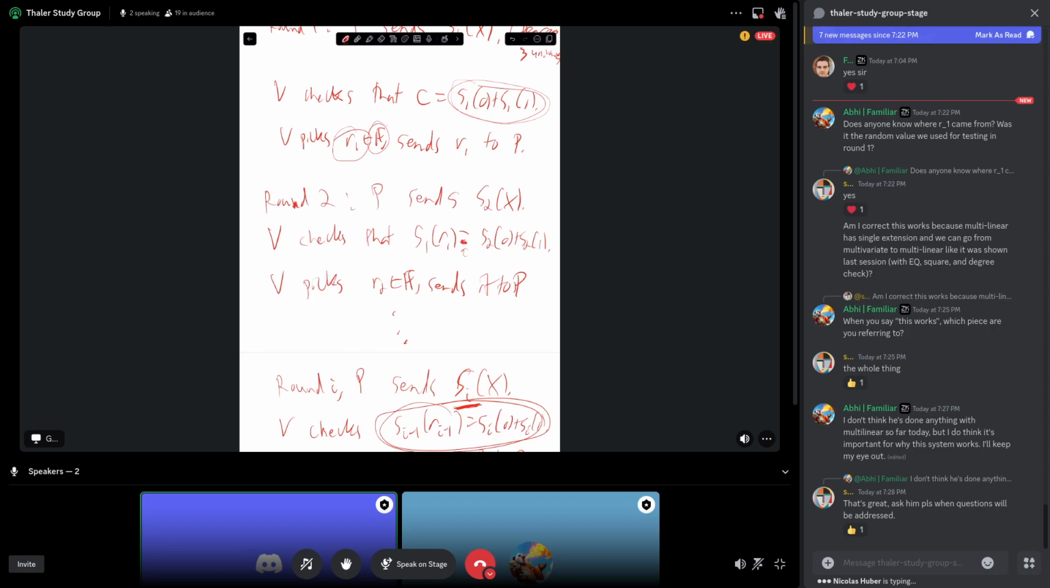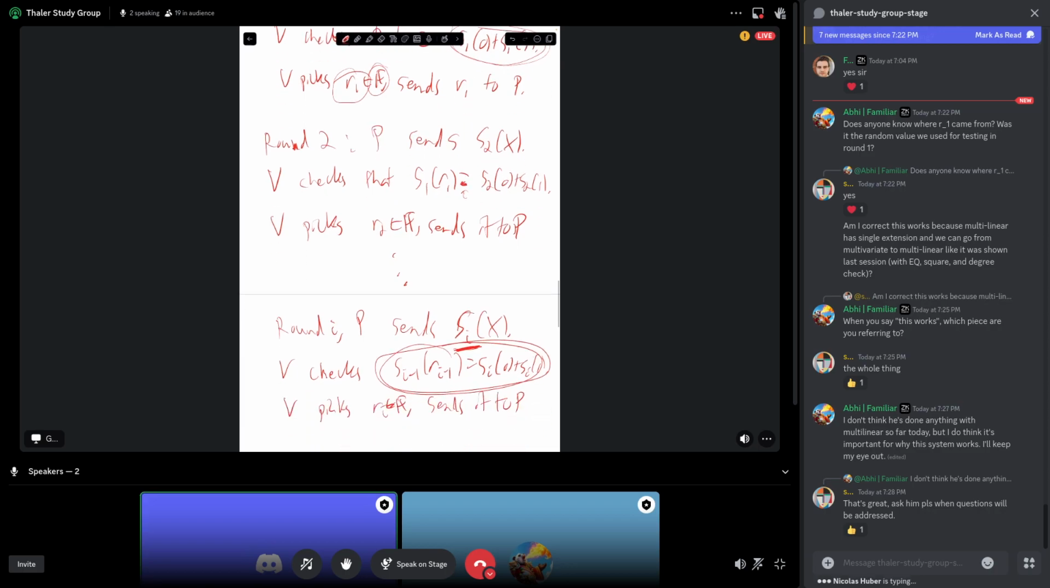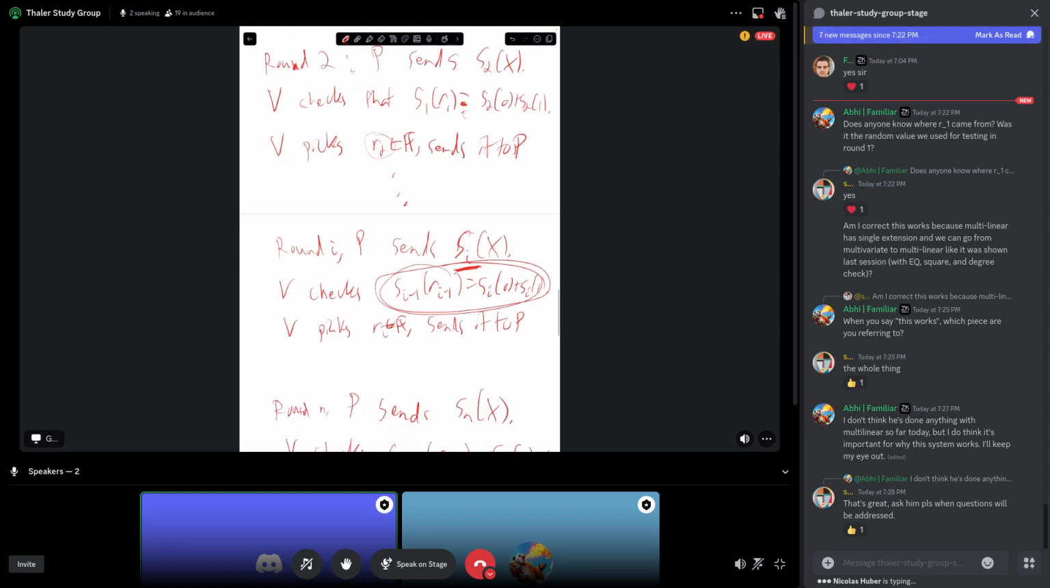And again, you say the same thing. Well, if S_2 doesn't equal H_2, then, with probability 1 minus 3 over field size, S_2 of r_2 will not equal H_2 of r_2. And in that event, the prover is left with the false claim at the start of round 3, and so on and so forth.